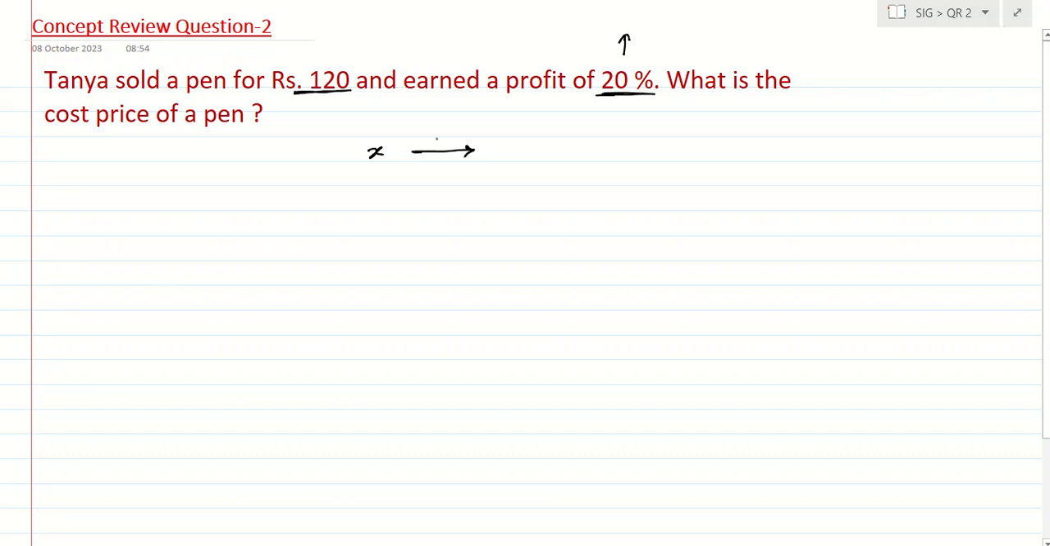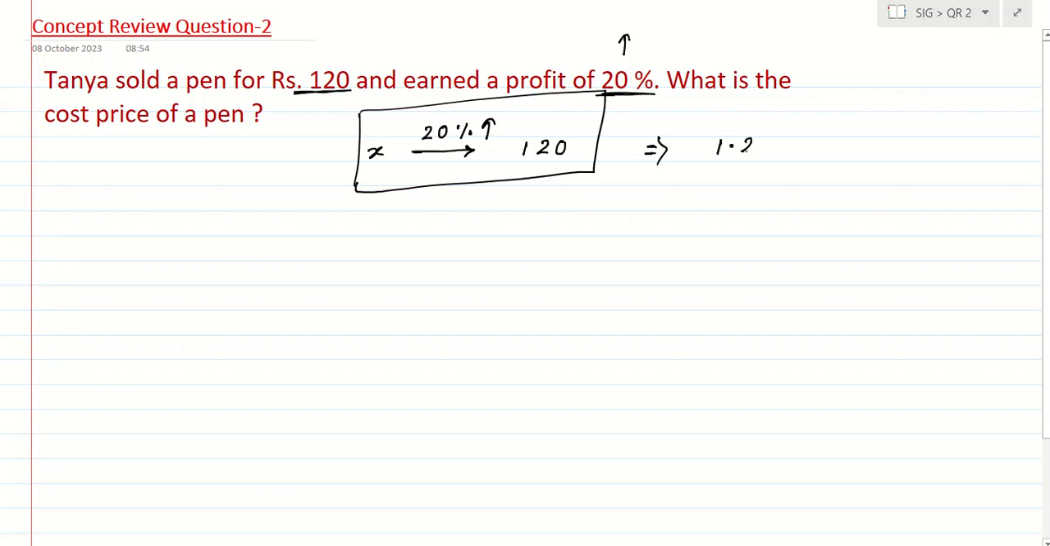I know the increment is given, 20%. I have the final value, 120. Correct, no? Okay, I can use the methodical approach, the multiplying factor concept. I told you how many times? 1.2 times. Correct, no? Increment.